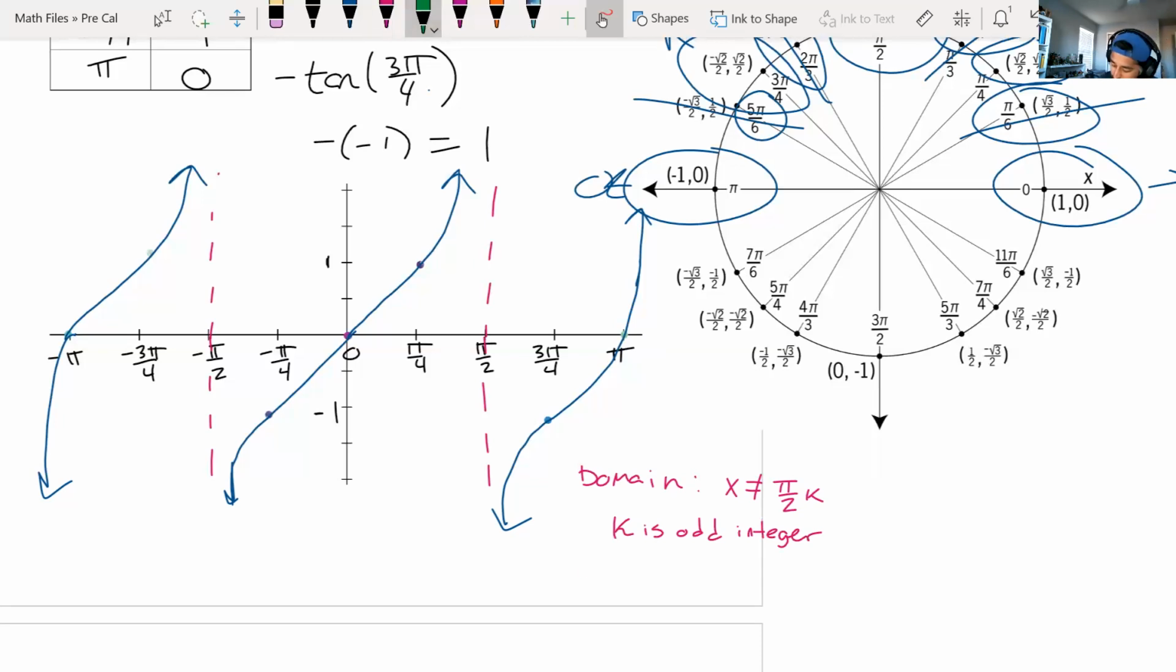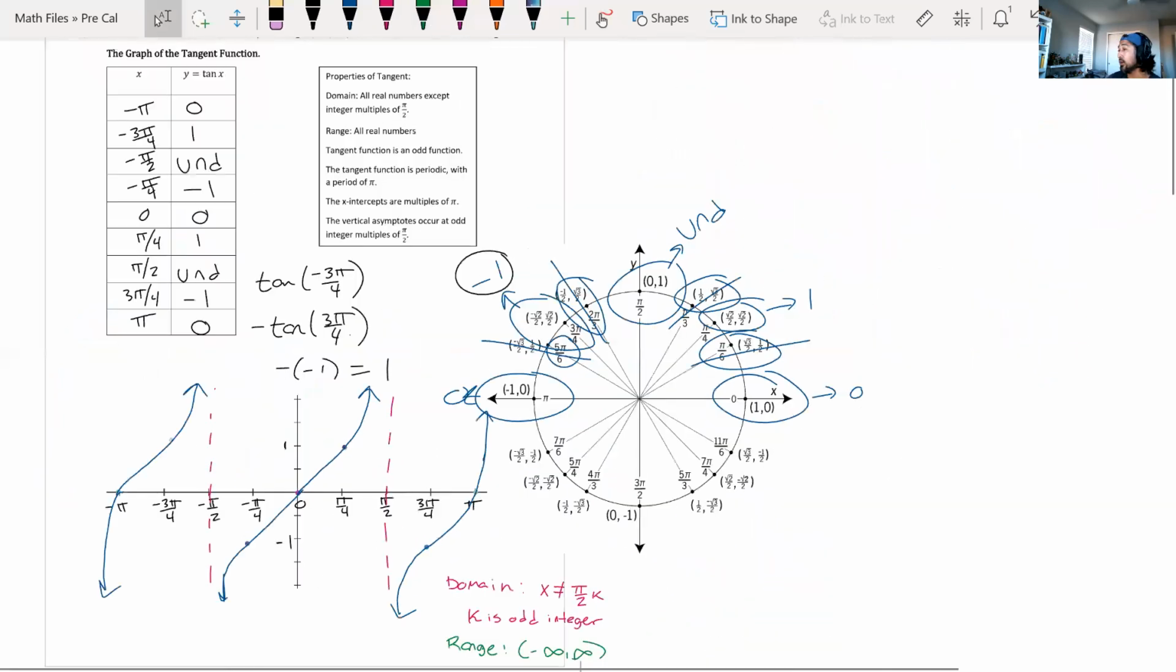And then the range for tangent is just all real numbers. Okay, there is the graph of tangent. Any questions on that?